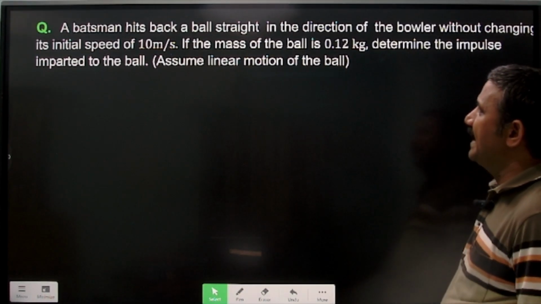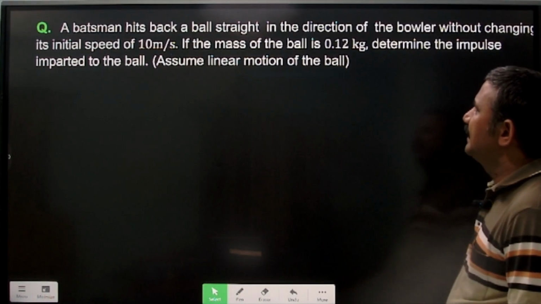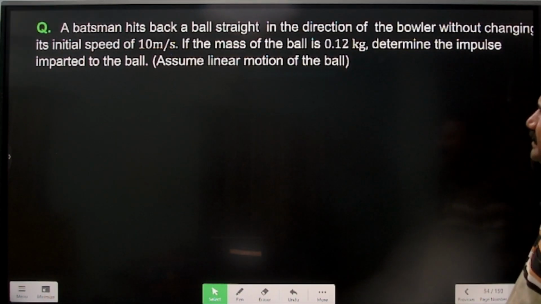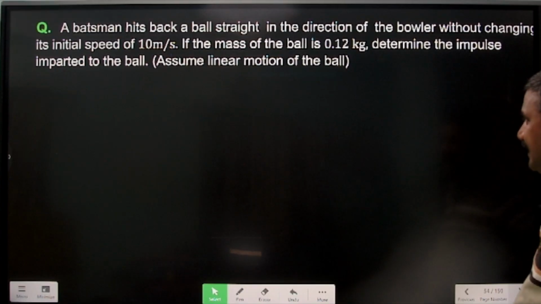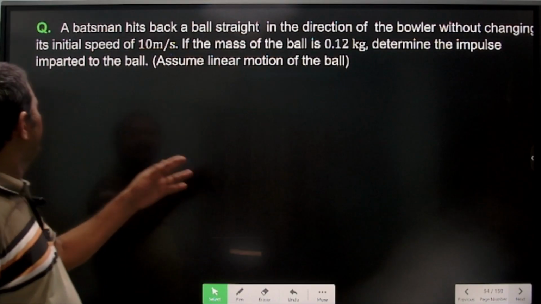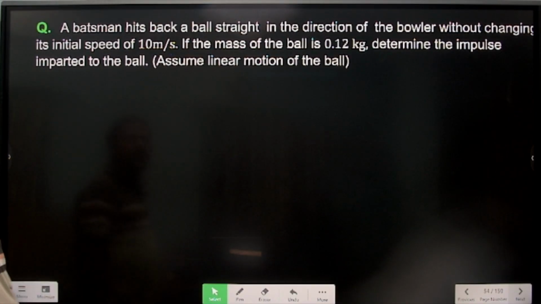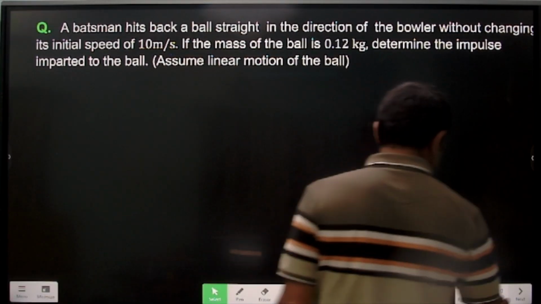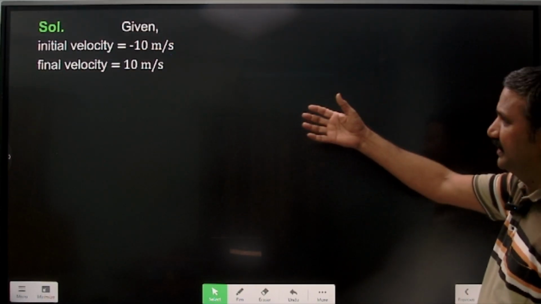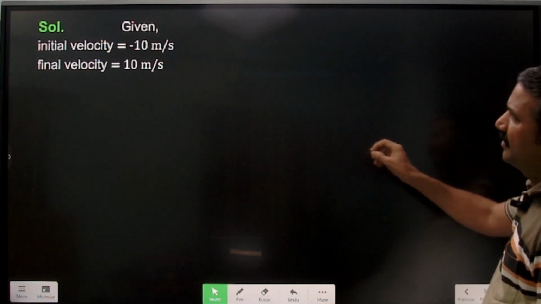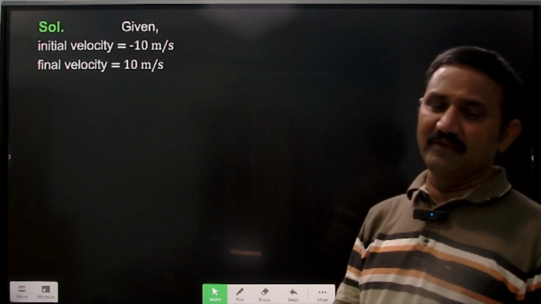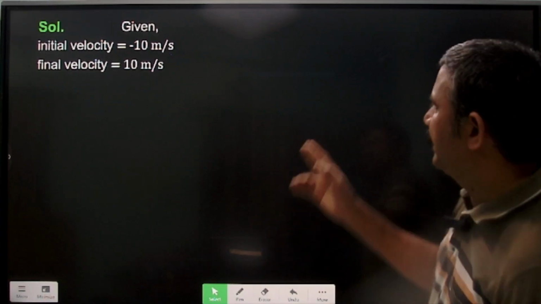So here a batsman hits a ball straight in the direction of the bowler without changing its initial speed of 10 meters per second. If the mass of the ball is 0.12 kg, determine the impulse imparted to the ball, assuming linear motion of the ball. So here the given initial velocity is minus 10 meters per second, and the final velocity is 10 meters per second, because velocity is a vector quantity. Take one direction as positive and the other direction as negative.